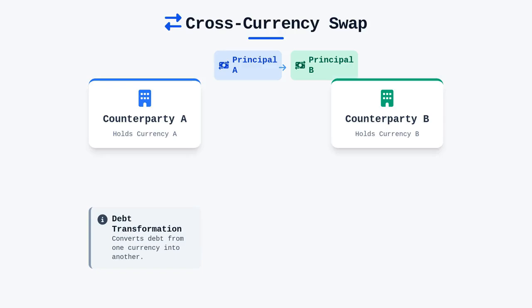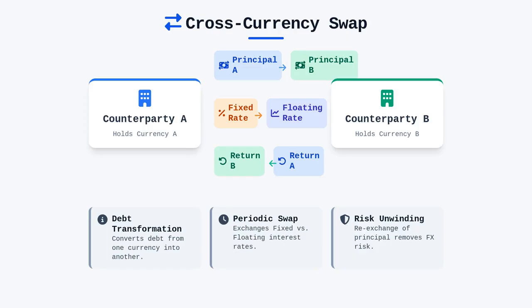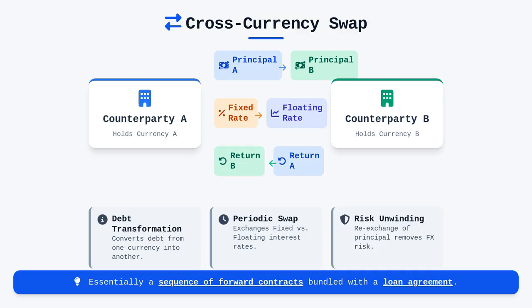Typically, the transaction begins with an initial exchange of principal at the spot foreign exchange rate. Throughout the life of the swap, the parties exchange periodic interest payments, often based on a fixed rate for one currency and a floating rate, such as LIBOR or a successor benchmark, for the other. At maturity, the principal amounts are re-exchanged, which effectively unwinds the currency risk associated with the initial principal commitment. This structure behaves like a sequence of forward exchange contracts bundled together with a loan agreement.